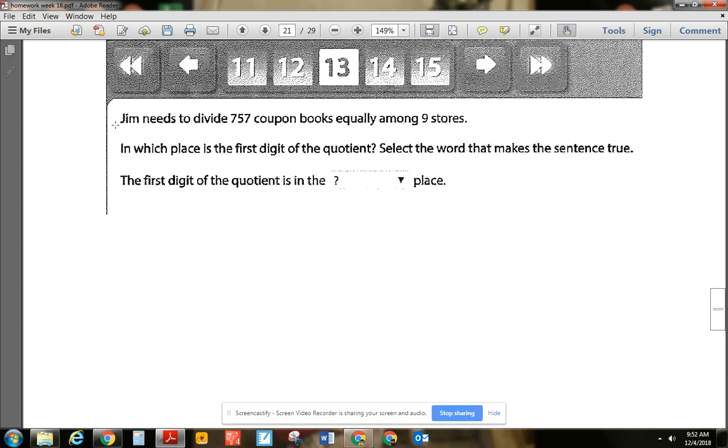Alright, so here it is. Number 13. Jim needs to divide 757 coupon books equally among 9 stores. In which place is the first digit of the quotient? Select the word that makes the sentence true. Alright. 757 divided by 9.